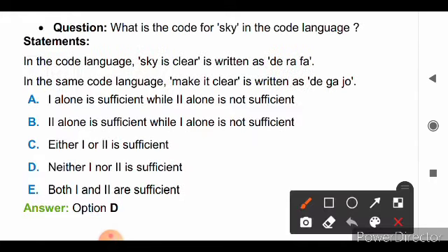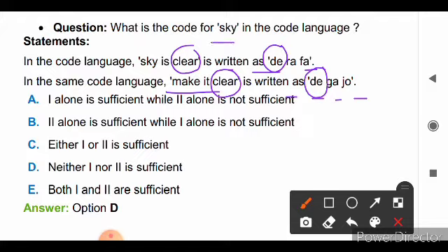Next question is, what is the code for sky in the code language? Statement 1 is in the code language sky is clear is written as D Rafa. In the same code language make it clear is written as D Ga Jo. So we can see clear is common in both statement 1 and 2, and D is also common in statements 1 and 2. So clear is the code for D, but the question says what is the code for sky? So with both statements 1 and 2 we cannot find the code for sky. So the answer of the question is neither 1 nor 2 is sufficient to answer the question.